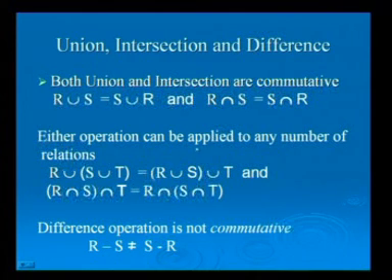Either operation can be applied to any number of relations. So you can do R union S union T, or you can take R union S and then union that with T. In the same way, you can take R intersection S and then intersect that with T, or else you can take R intersection with S intersection T. That is with respect to union and intersection.